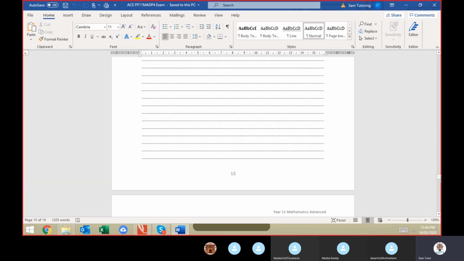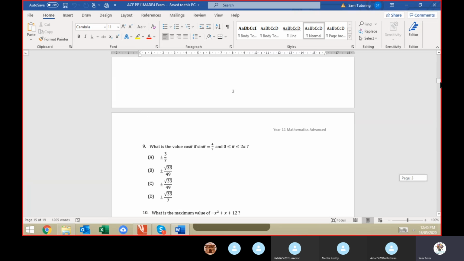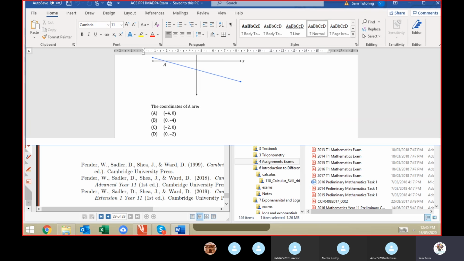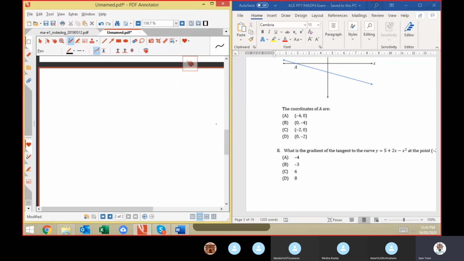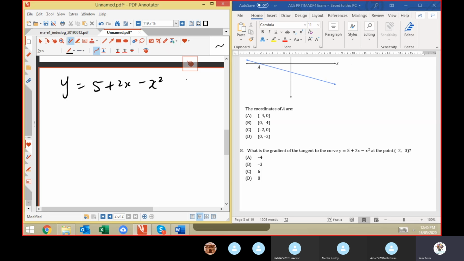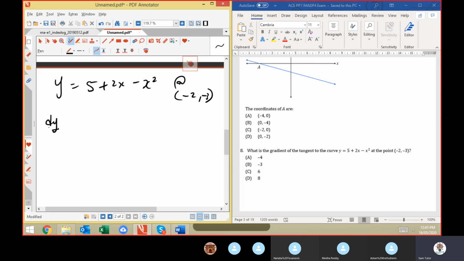Limits, and that's it. So the only question they had there was gradient for a tangent. Oh, we'll do that one. What is the gradient of the tangent at this point? Right. So what is the gradient of the tangent to the curve y equals 5 plus 2x. We won't just find the gradient, we'll even find the tangent as well. At -2, -3. All right, what do we do?